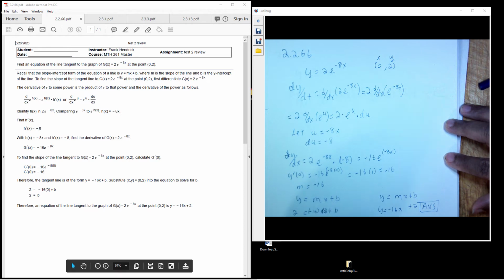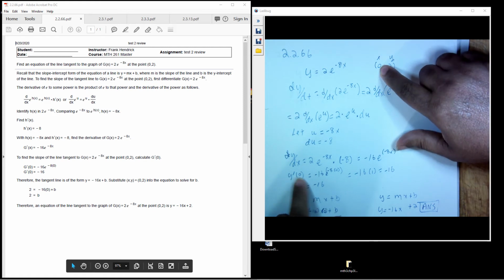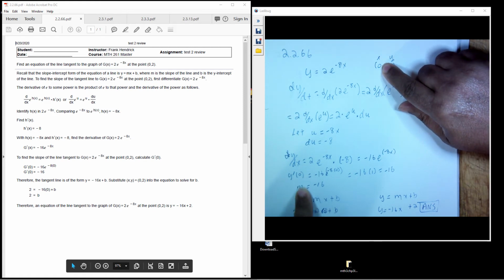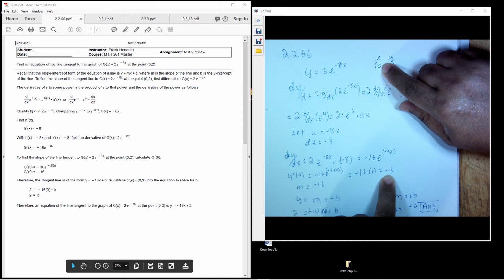Y is equal to mx plus b. So let's find the slope when x is equal to 0. So I plug in here for x, which is 0. Anything to the 0 power is 1. So I have negative 16 for my slope.